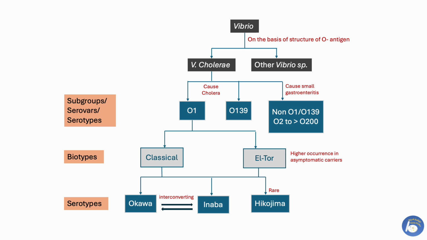Based on biotypes, O1 strains can be further divided into classical and El Tor. El Tor strains are more efficient at host-to-host transmission, and survive better in the environment and the human gut. El Tor also have a higher occurrence of asymptomatic than symptomatic carriers compared to the classical strains. Furthermore, O1 strains are divided into 3 serotypes, Ogawa, Inaba and Hikojima. While the Ogawa and Inaba serotypes can co-circulate during epidemics and are capable of interconverting, the Hikojima serotype's occurrence is rare.